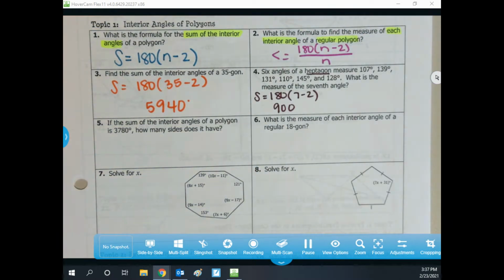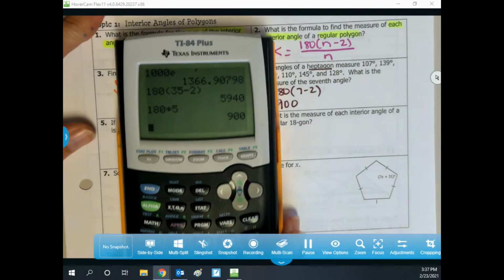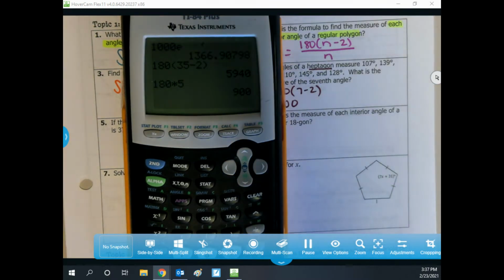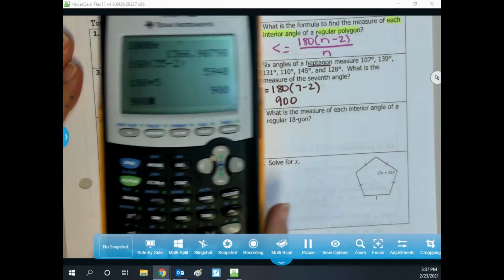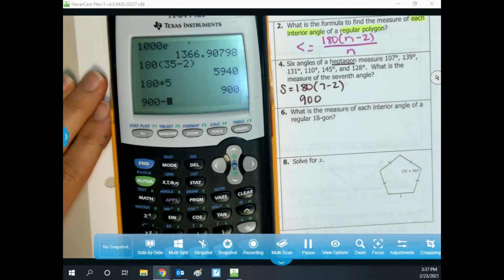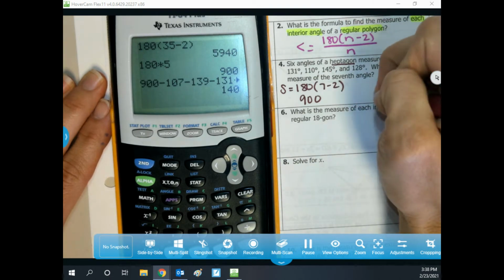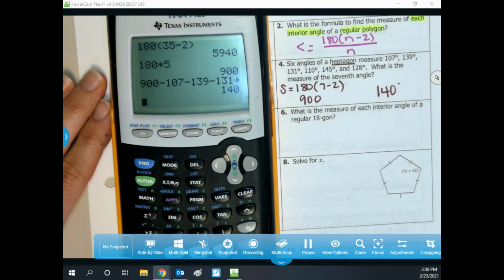And now figure out what that 7th angle is equal to. So you should have done 900, which is all of those angles together, 900 minus all of the rest of these angles. So minus 107, minus 139, minus 131, minus 110, minus 145, and minus 128, and that gives you 140 degrees for that 7th angle.